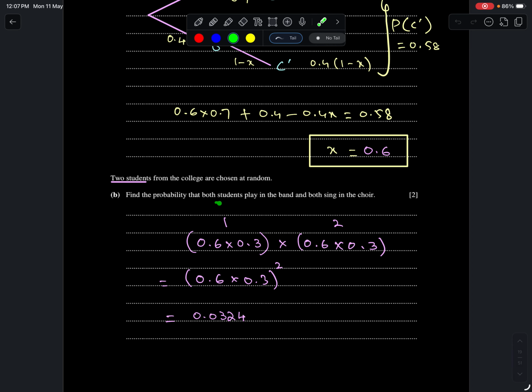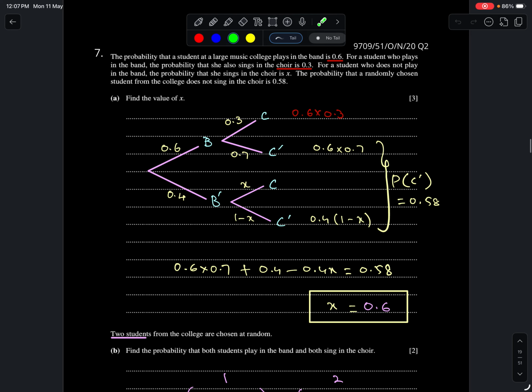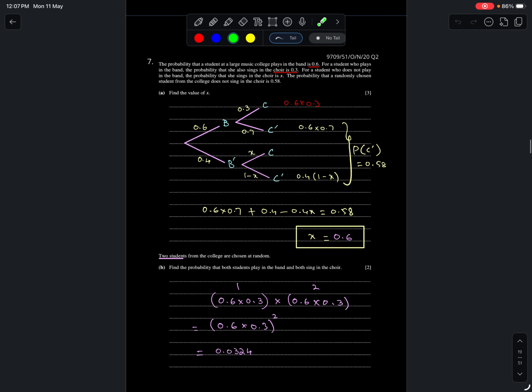Find the probability that both students play in the band and both sing in the choir. This is so simple. Just check the requirement. It says both students, so one student, another student. So 0.6 into 0.3, again 0.6 into 0.3. Band and choir, band and choir.